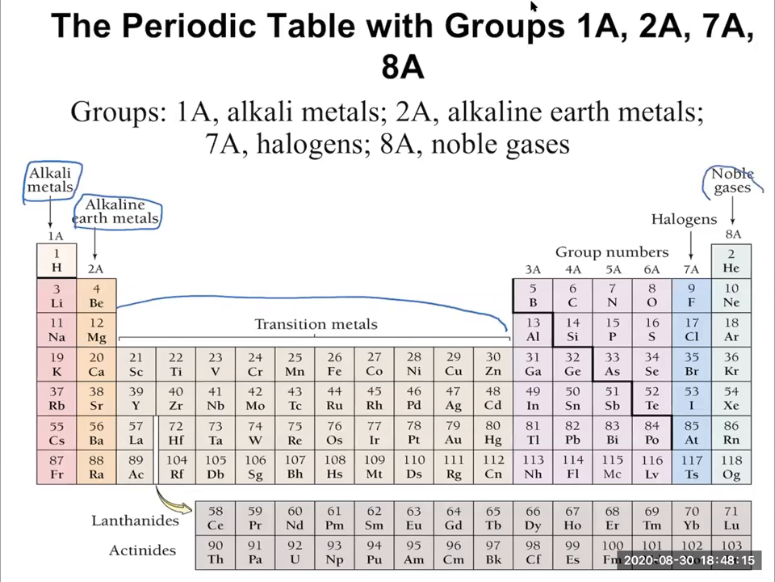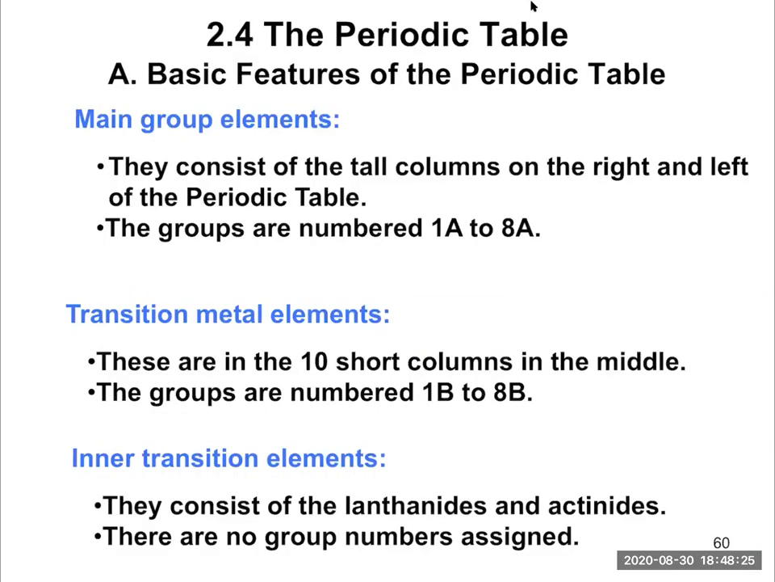Group 8A is called noble gases, and 7A is called halogens. So now we're going to go over some of their properties. The main group consists of tall columns. On the right and the left, the groups are numbered 1A to 8A. Your transition metal elements are the 10 short columns, which are labeled from 1B to 8B. And then you have your inner transition elements, which consist of the lanthanides and the actinides.